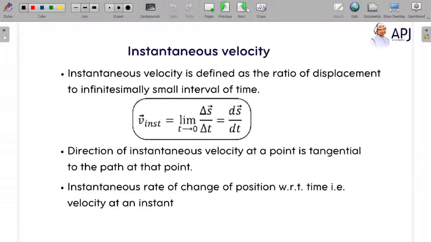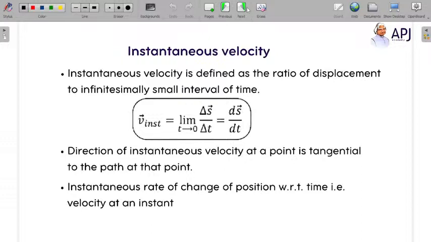And now instantaneous velocity, as I told you, is defined as the ratio of the displacement to the time interval at that particular second. Instantaneous velocity is the velocity at a specific time. So ds by dt is the same formula for velocity also. The difference between speed and velocity is only that velocity has a direction associated with it. There is no other difference between speed and velocity, just a direction is associated because velocity is a vector quantity. So the direction of instantaneous velocity at any point is tangential to the path at that point.